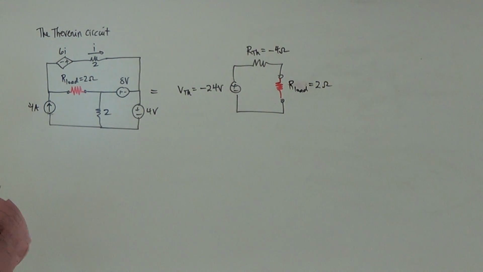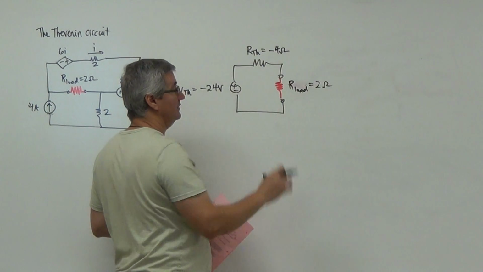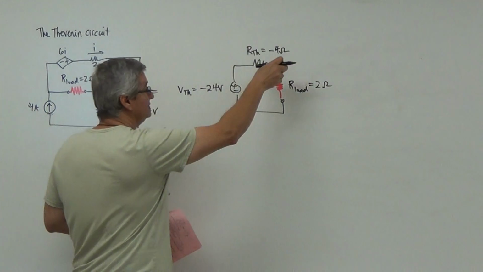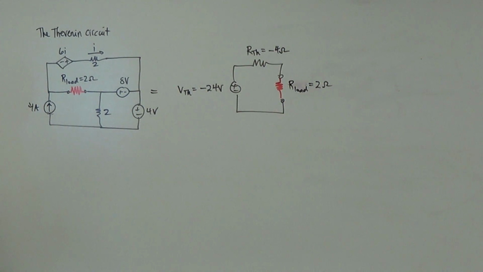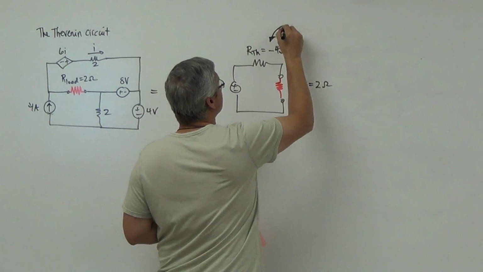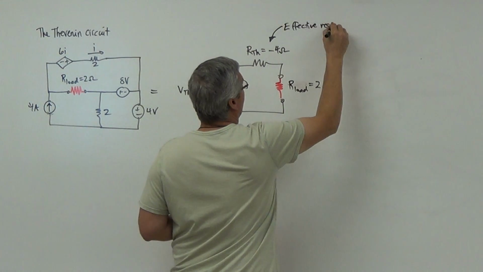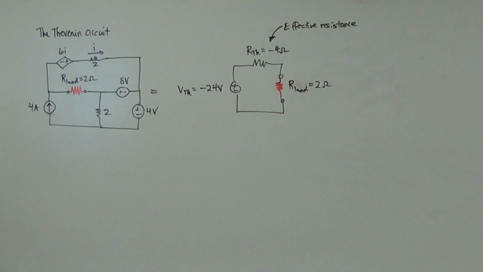What I want you to pay attention to is that if I look at this circuit and solve it, you can see that these two resistors are in series here. And you've got to treat that negative 4 ohm resistor seriously. Remember, this is the effective resistance. That's what we mean by that Thevenin resistance here.